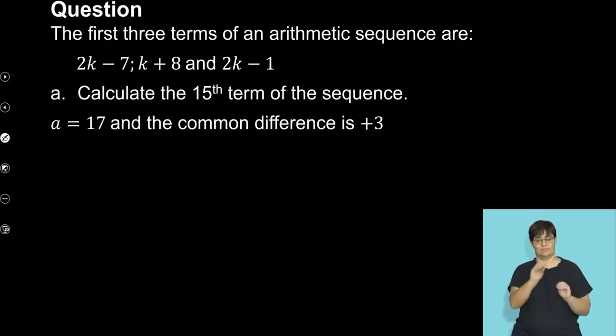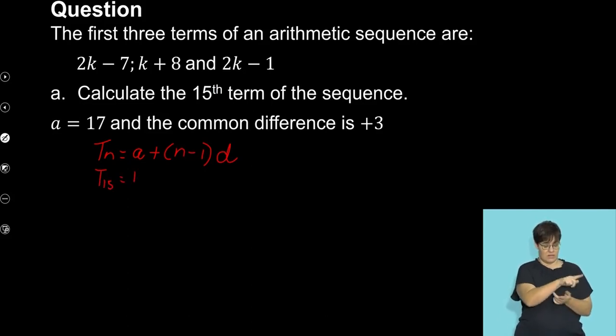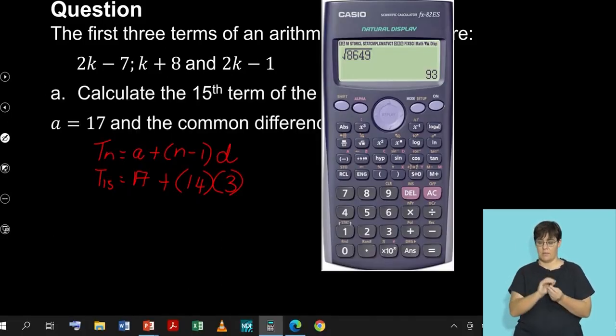Now I can substitute into my actual formula to determine the value of the 15th term. So Tn is equal to A plus n minus 1 d. So term 15 will be equal to 17 plus n minus 1, so it's going to be 14 times my common difference, which is 3. I'm going to plug this all into my calculator. So it's going to be 17 plus 14 times 3 is equal to 59.